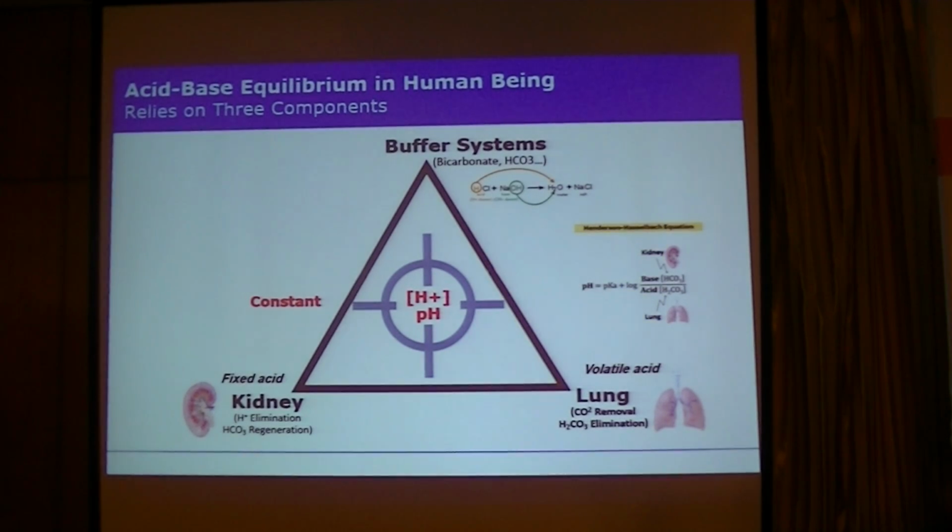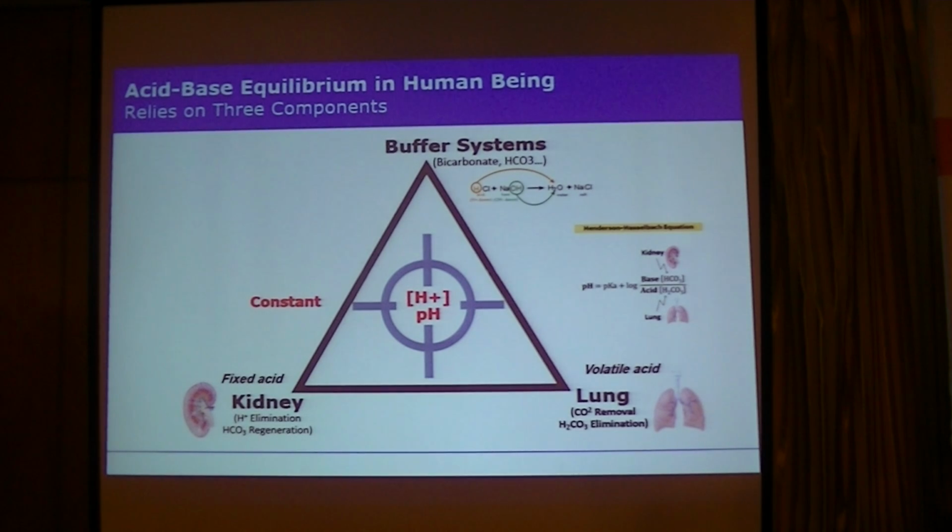Now, in the human body, we correct and try to keep this pH constant, and this is the target in the center. So we have 3 elements. One is the buffer, and you know that bicarbonate is part of the game, but you have a lot of buffers, as you will see in a minute. This is the first line of defense. As soon as something is wrong with the generation of hydrogen, there is a buffer acting, and the main actor is the bicarbonate system.